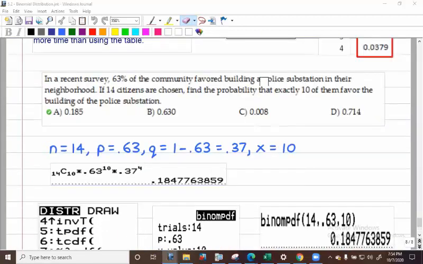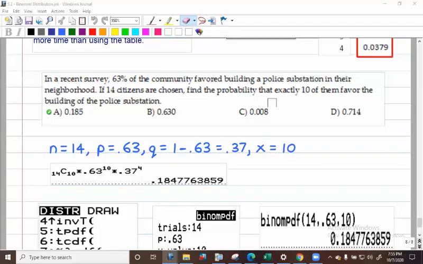Here's another one. 63% favored police substation, so 0.63 is your probability. 14 are chosen. What's the probability exactly 10? Yeah, so here's an example I was talking about where the tables are irrelevant. You just have to do the binom PDF. But you're not adding stuff together either. Exactly 10 means X is only 10.